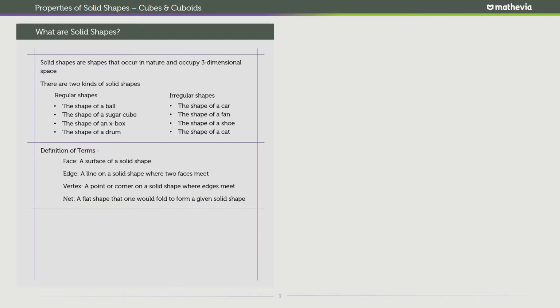Now let's talk about our first solid shape, cubes. A cube is a six-faced solid shape. So you have six faces, and each of those faces is a square. So you have six squares.